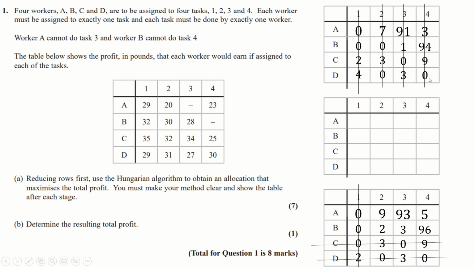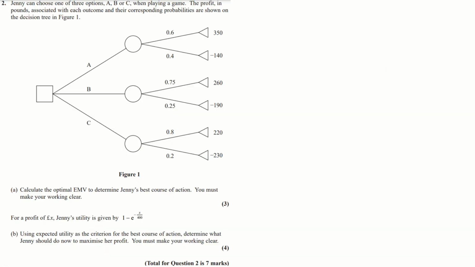The only person who can do 4 optimally is D, so he'll do that. The only person who can do 3 optimally is C, so they'll do that. The only person who can do 1 optimally is A, and therefore B does number 2. Determine the profit: D4 is 30, and then C3 is 34, so we add those two, we add this, and we add this, and we get our total profit. First question down. Question 2 is the decision tree problem.